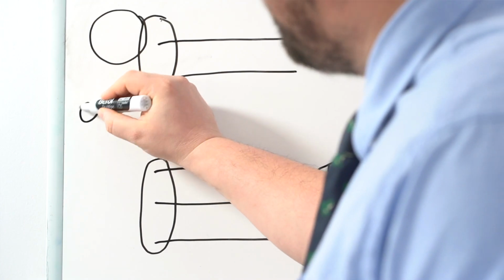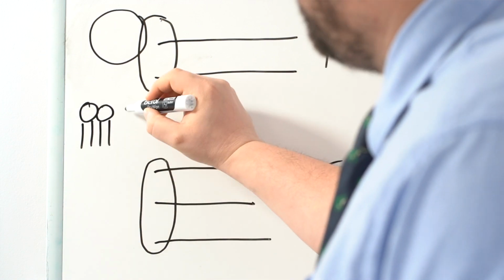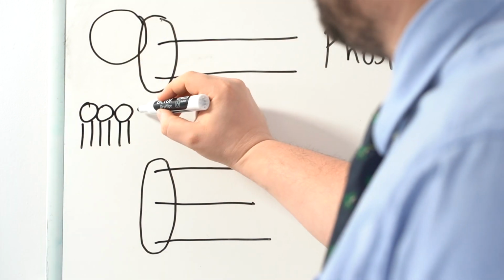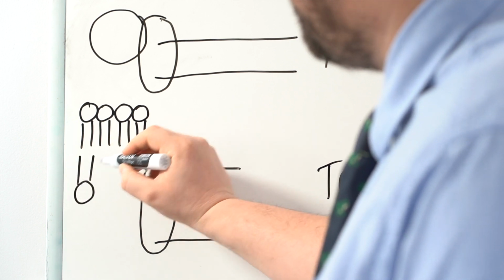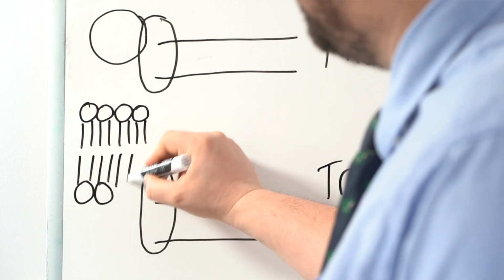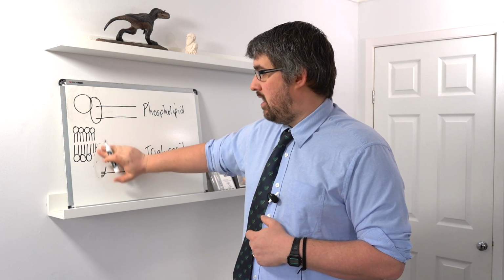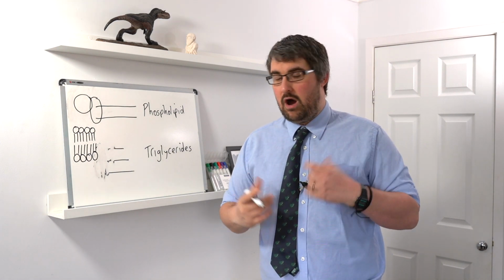So what you would see, if I draw a very simple diagram of these, is that these heads would be sticking out towards the water or towards the cytosol, the cytoplasm, like that. And of course they will form a secondary layer like this. And this ensures that the heads are always in contact with water and those hydrophobic tails are away from it.